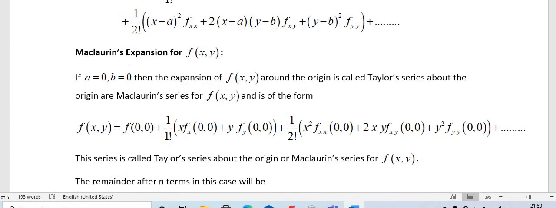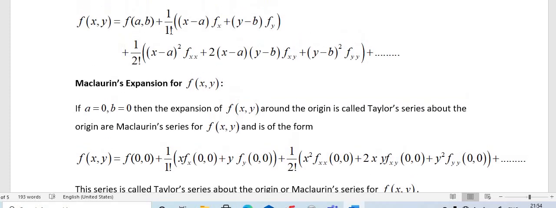Next, Maclaurin's expansion for f of x comma y. This is the special case of Taylor series. Here in this Maclaurin's expansion, the value of a is 0, the value of b is 0. Substitute a equal to 0, b equal to 0 in this expression, in this equation. Then we are going to get Maclaurin's expansion for f of x comma y.